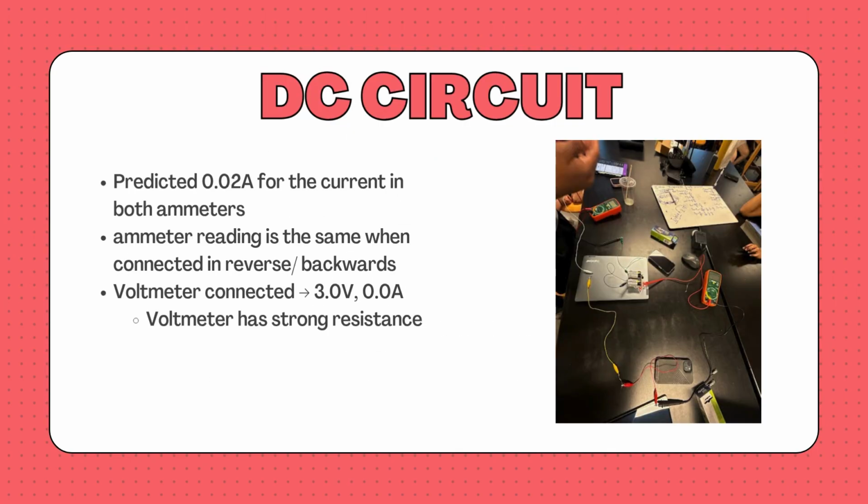Okay, so for a DC circuit, I predicted 0.02 A for the current in both ammeters, and the ammeter reading was the same when connected in reverse or backwards. When the voltmeter was connected, we had 3.0 volts and 0.0 amps, so the voltmeter had a strong resistance.